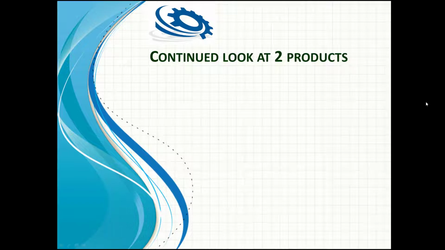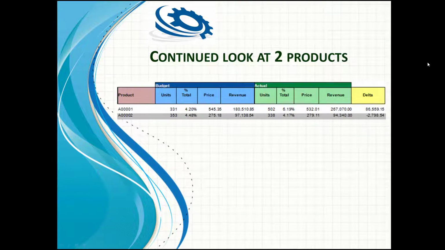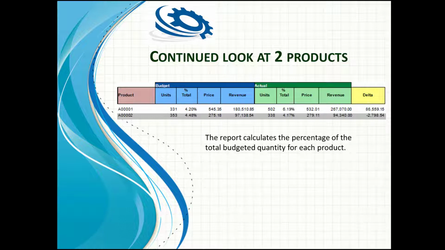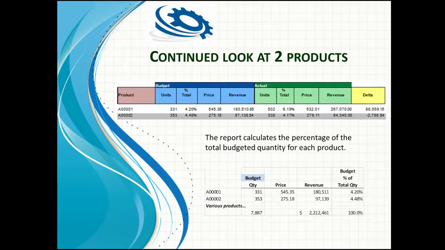The report first presents the budget and actual data by product. Both quantity and amounts are used in the calculation. You can see the variance by each product in this view. The percent total column lists the percentage that the quantity for this item represents of the total for all products. We've only listed the first two products here for convenience. You can see the relevant columns and calculations in the table at the bottom.